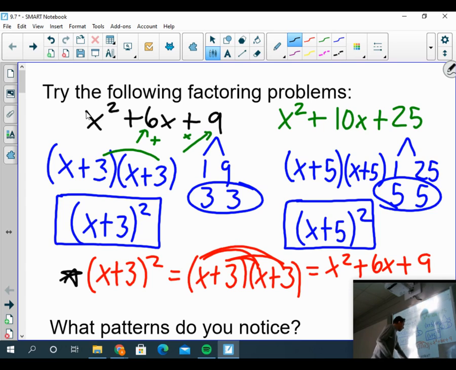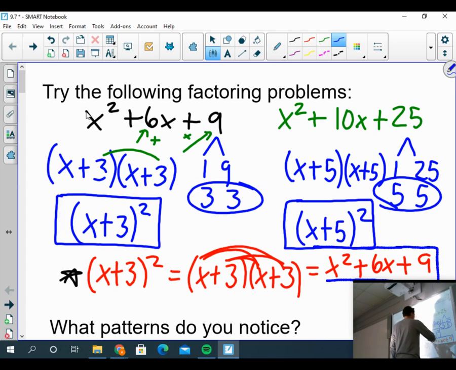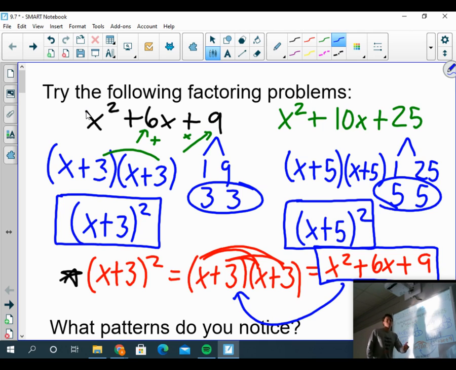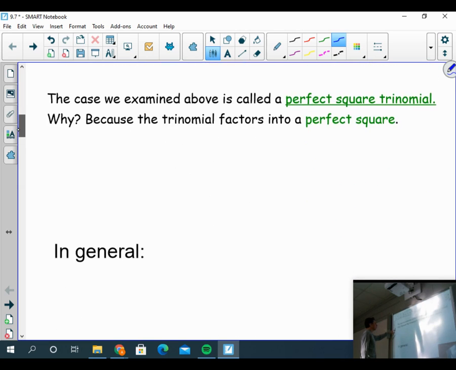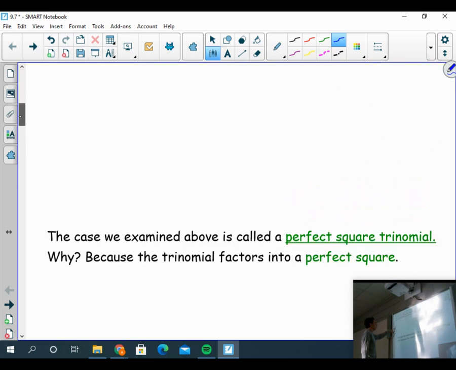Well, here's what we're going to say in 9.7. While we're starting with the trinomial, if it's a special case where the trinomial factors into two identical binomials, there are special shortcuts we can take. And that's what 9.7 is going to be all about.